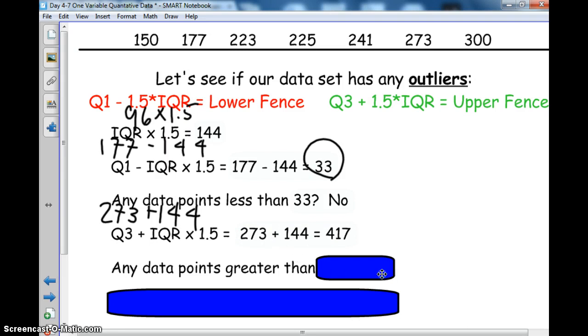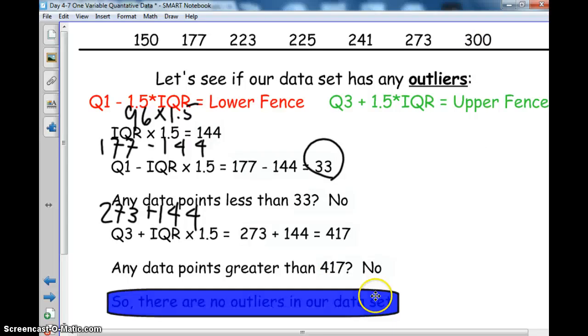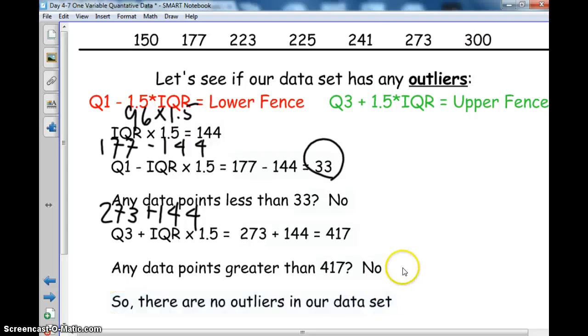So we want to ask ourselves, are there any data points greater than 417? No, our highest point is 300. So we don't have any outliers in our data set.